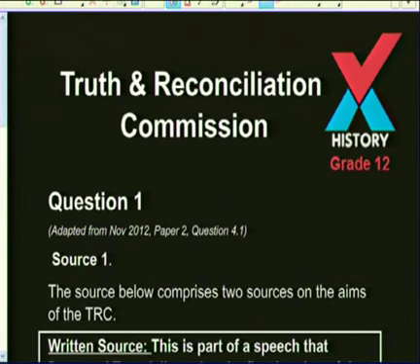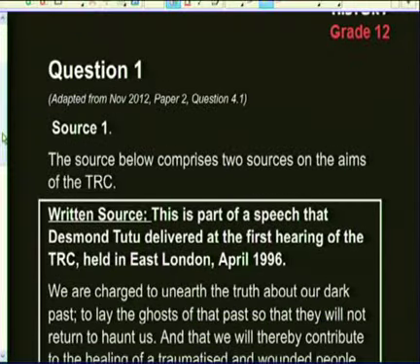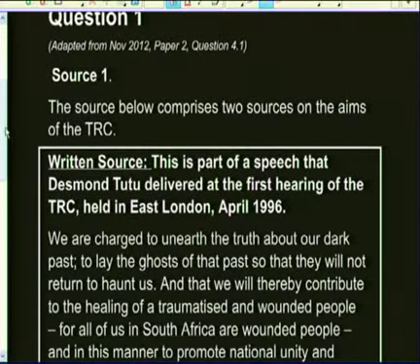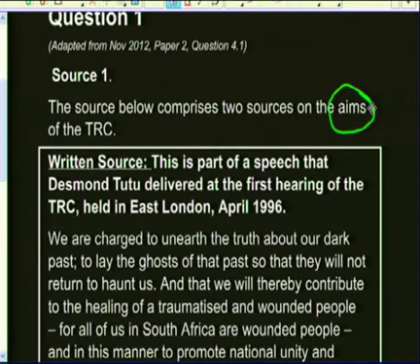So as you can see here, it's the Truth and Reconciliation Commission. Question 1, you get a written source. The instruction says, the source below comprises two sources on the aims of the TRC. So you already know that both these sources, both the visual and the written source, even though we're going to start with the written source, are going to focus on the aims of the TRC, why the TRC came into being. This is part of a speech that Desmond Tutu delivered at the first hearing of the TRC held in East London in April 1996.